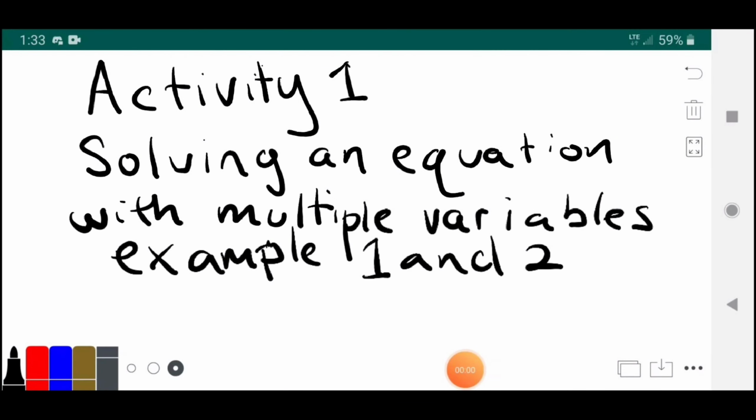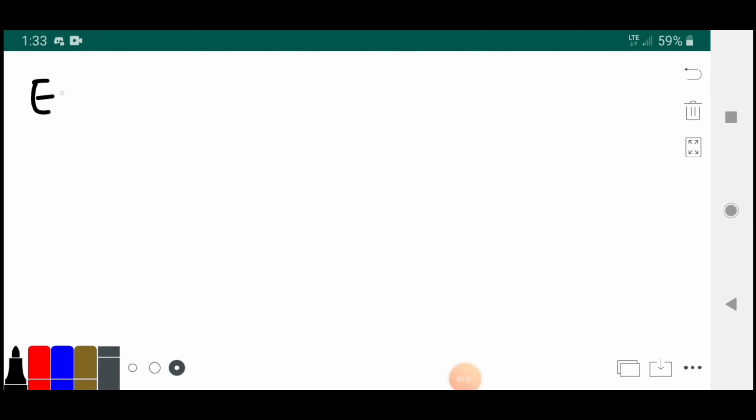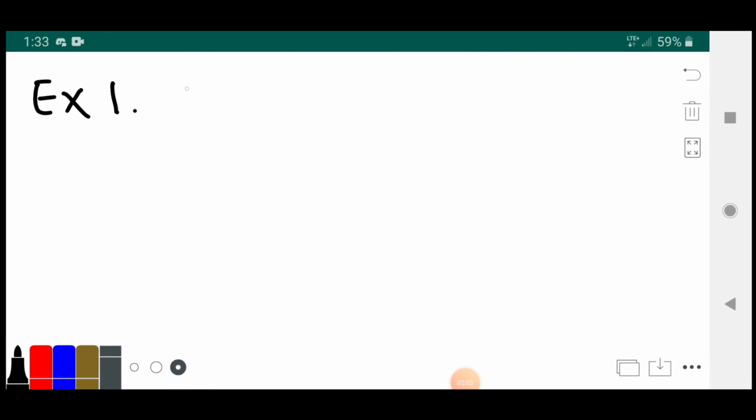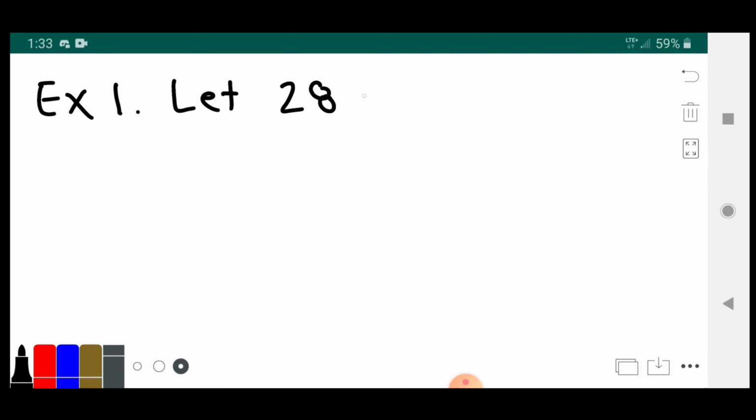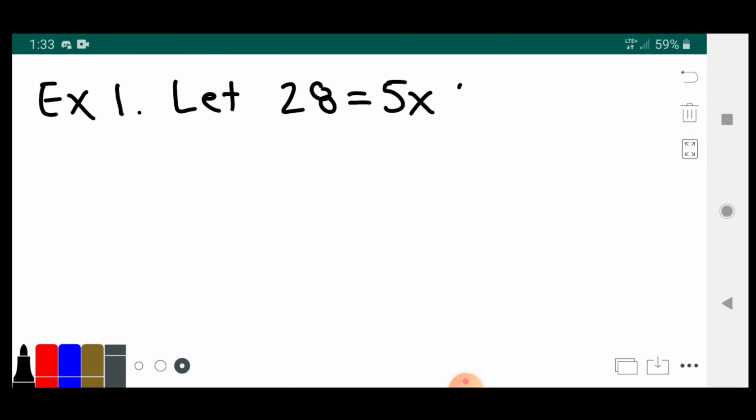Activity 1. Solving an equation with multiple variables. Examples 1 and 2. Example 1. We have the equation 28 equals 5x plus 3. We want to solve the equation for x.